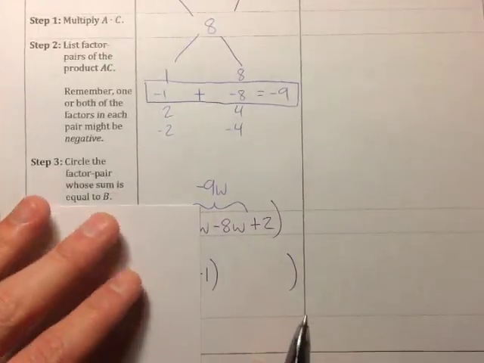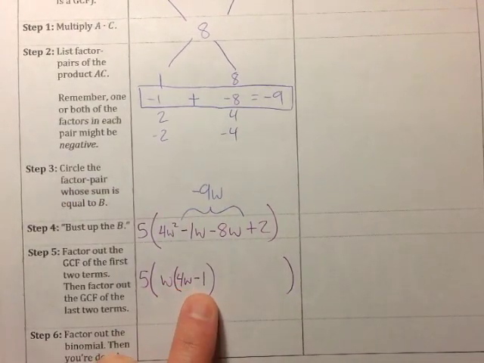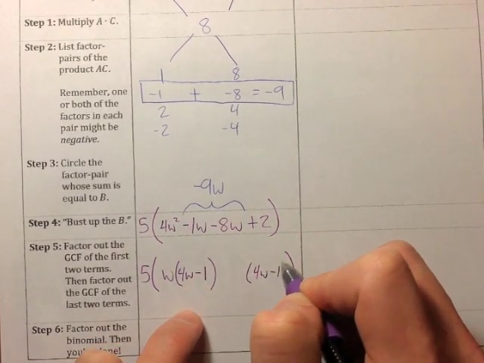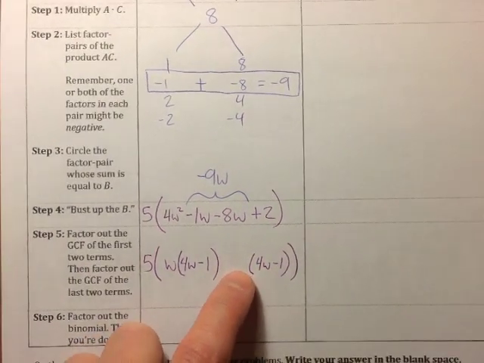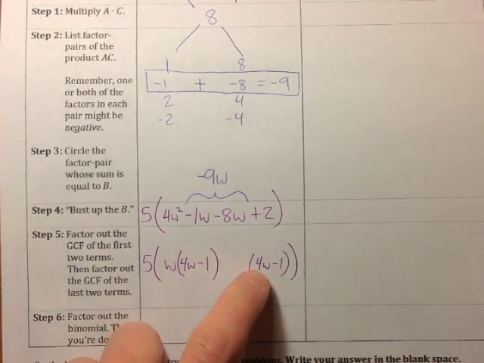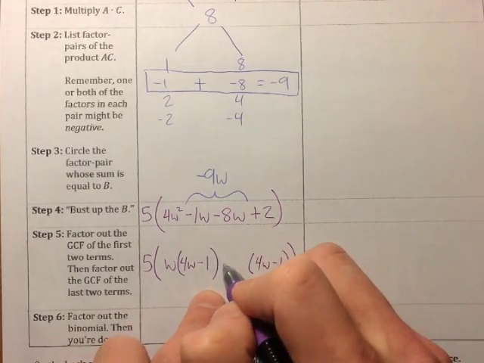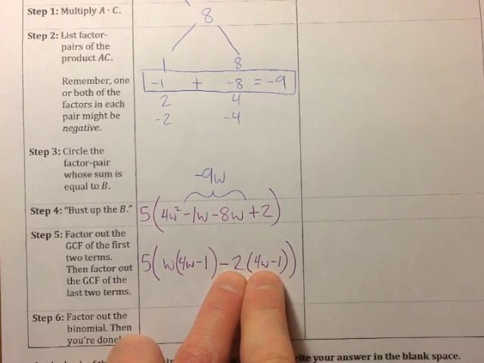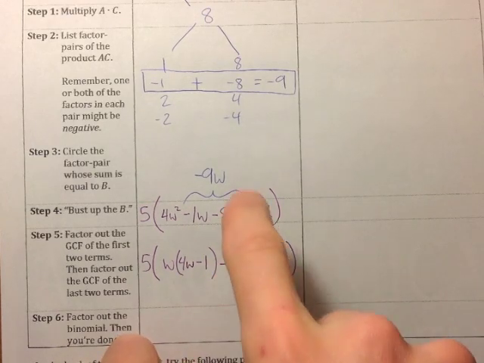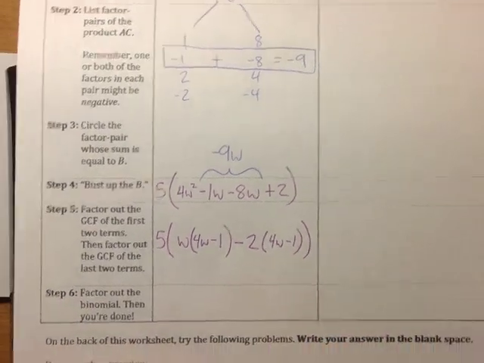All right, now let's look at the last two terms. Now again, we know that we need a common binomial. So let's assume that we've done everything correctly so far and just put down a 4w minus 1 inside of parentheses. What needs to multiply 4w minus 1 in order to get this back? Well, let's see here. What times 4w will give negative 8w? Negative 2, right? Negative 2 times 4w will give us back negative 8w, and negative 2 times negative 1 gives back positive 2.